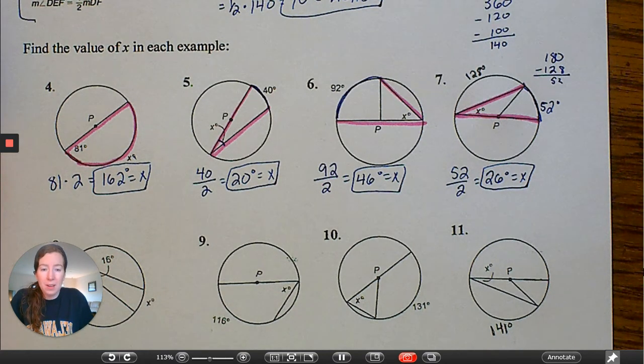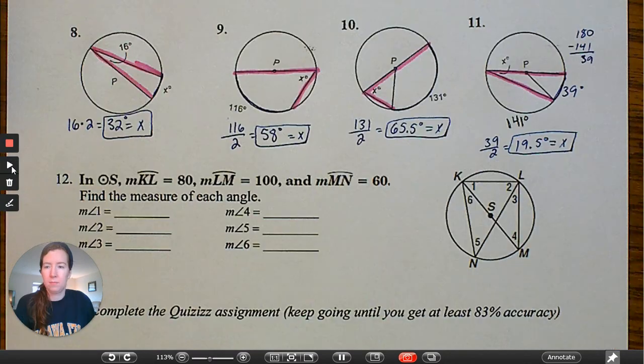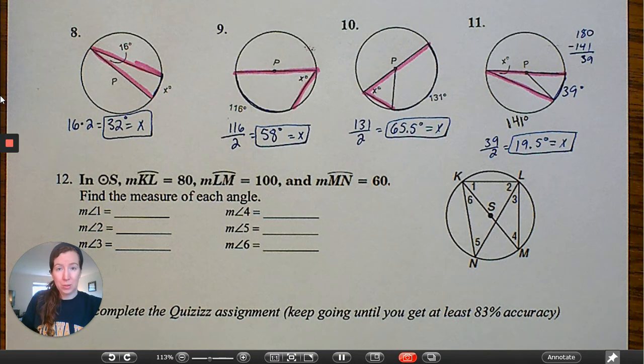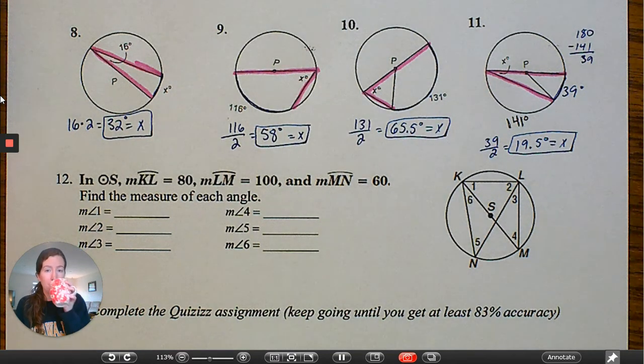Okay, press pause. I'm going to also press pause and write all the answers in for these next 4 examples, and you can check your work and see how you did. Okay, here are all the solutions for 8 through 11. So check them over, see if they match with yours. 11 was kind of like number 7, where you had to subtract the given arc from 180 to find the actual intercepted arc that you needed.